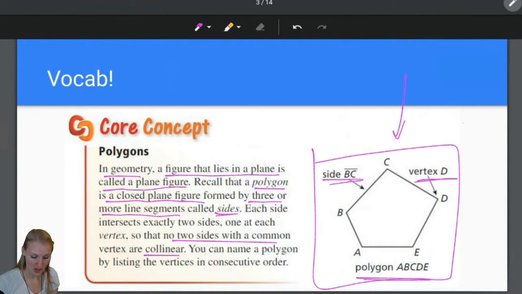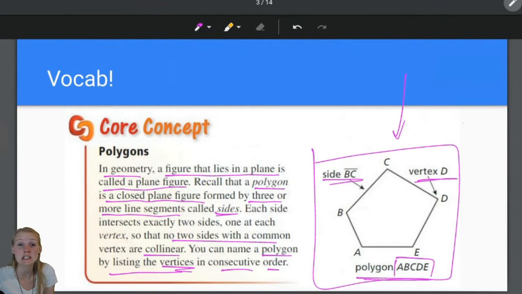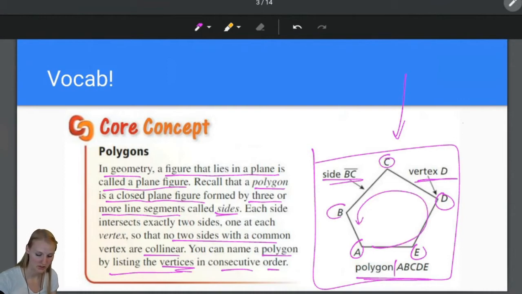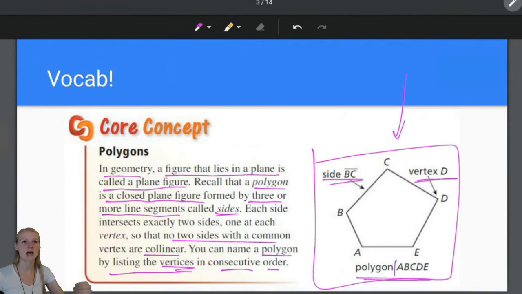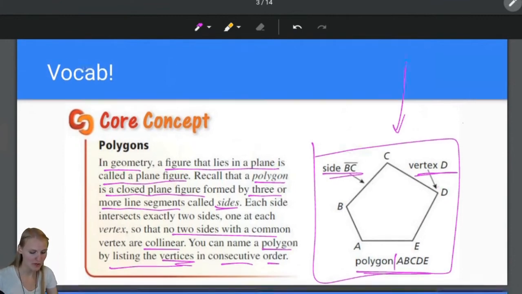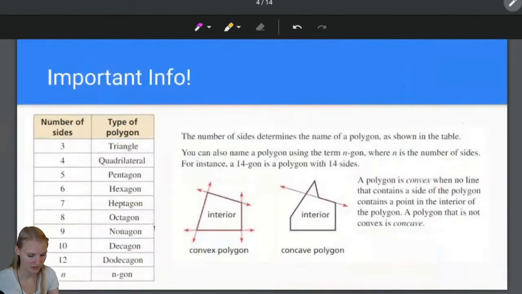Okay. And you can name a polygon by listing the vertices, plural of vertex, in consecutive order. So this polygon, you'll see it's named polygon ABCDE because we start with A and then we just go around in a circle. So we name it A, B, C, D, E. You could also name it A, E, D, C, B, as long as you go around in a circle. Doesn't matter. We could have started with D. We could have named it D, E, A, B, C. I think you get the point, though. Take one point in your polygon and go around in a circle. Now you have named that polygon. Ta-da.